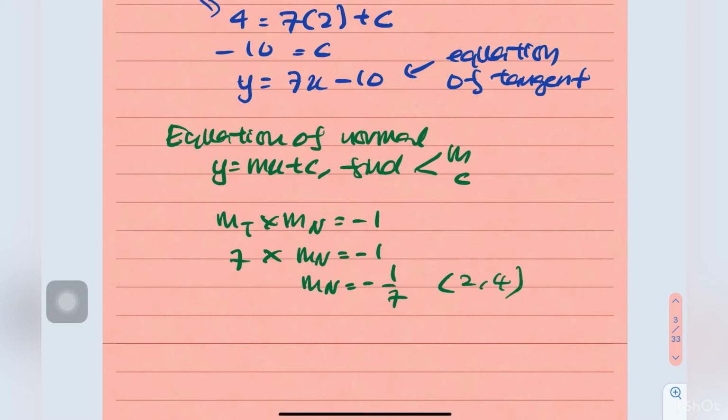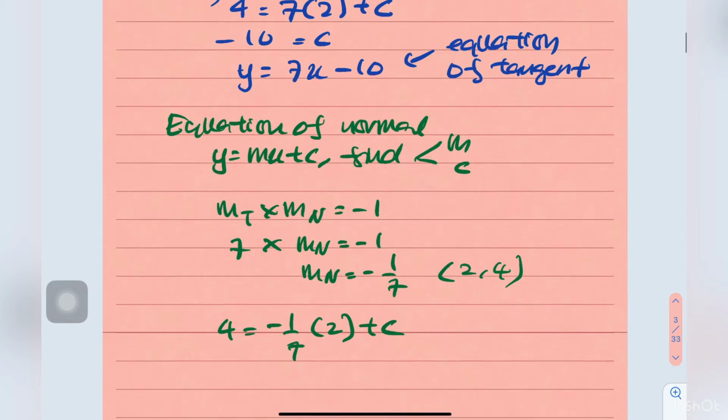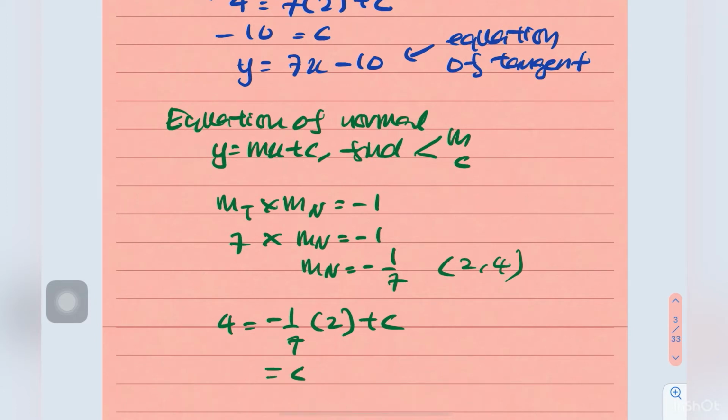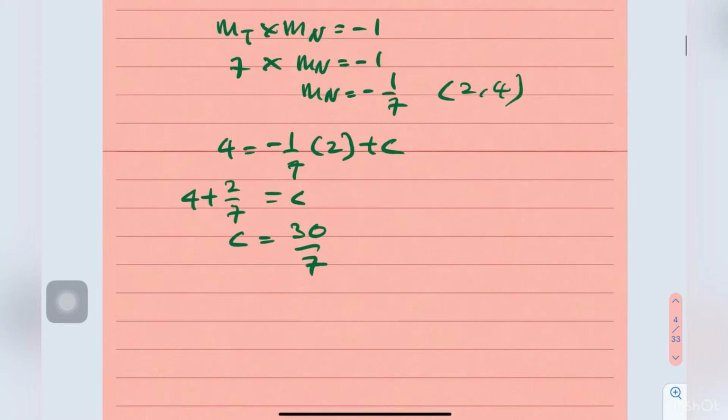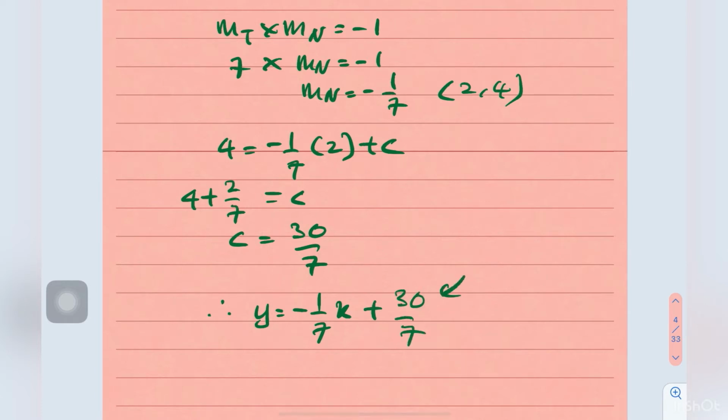Okay, substitute y is 4, m is negative 1 over 7, x is 2 plus c. So c is 4 plus 2 over 7, 28 plus 2, 30. C is 30 over 7. Okay, so therefore the equation of the normal is y equals negative 1 over 7x plus 30 over 7. This is the equation of normal.